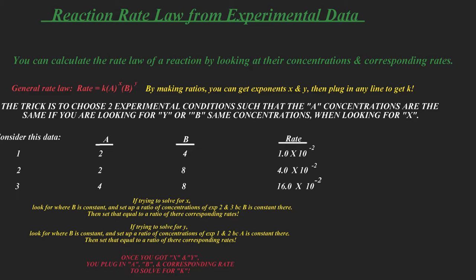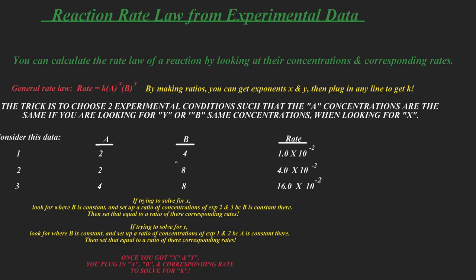So let's recap one more time. You look at this experimental data. If I'm looking for x, I look at where B is constant because x is A's exponent. You look at the other one being constant, and then do a ratio. B was constant in experiments 2 and 3, so you would do 4/2 all raised to the x equals 16 times 10 to the negative 2 over 4 times 10 to the negative 2. That'll give you x.